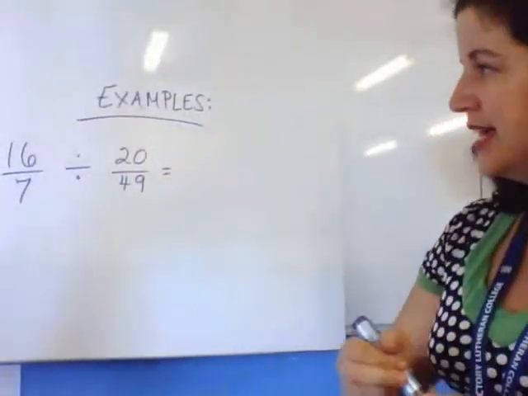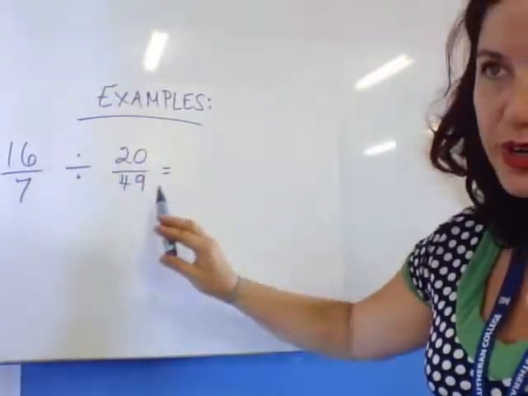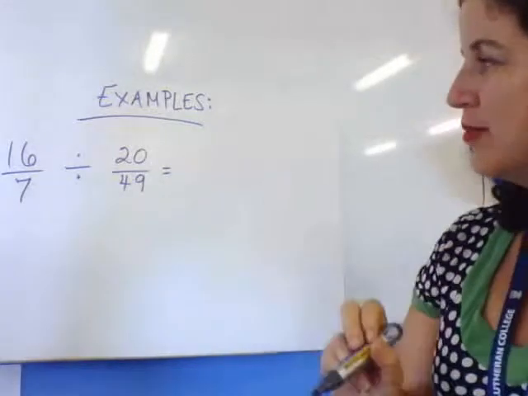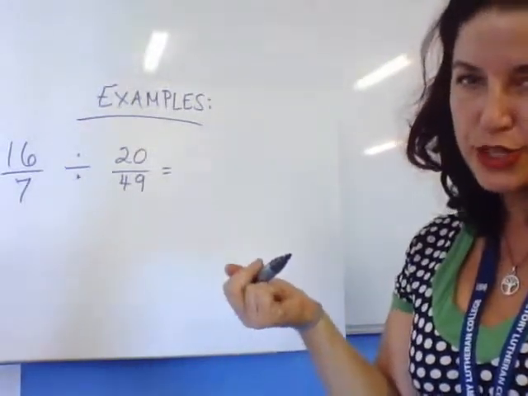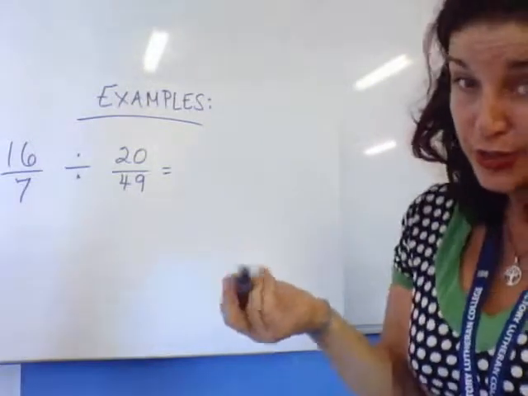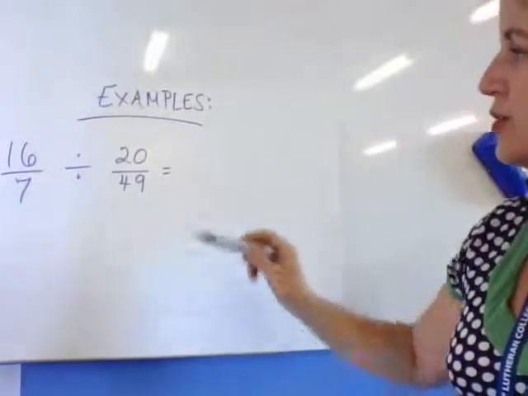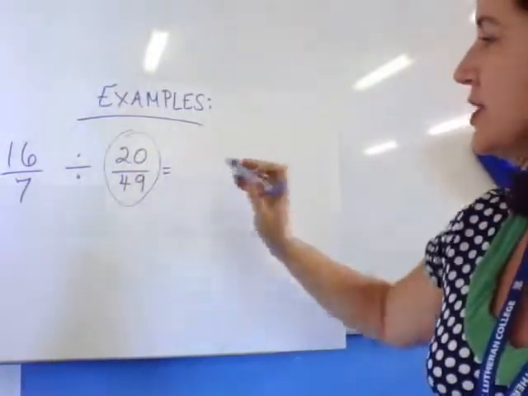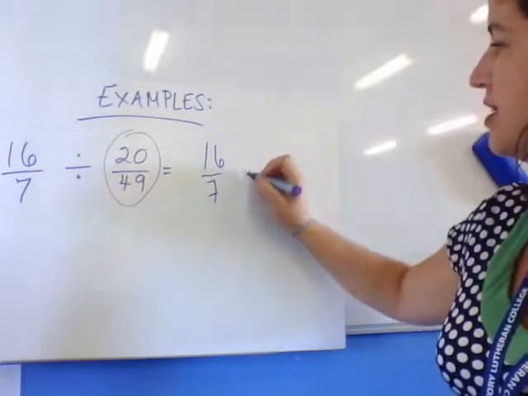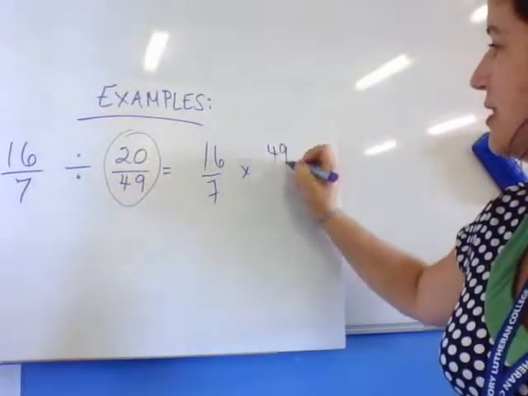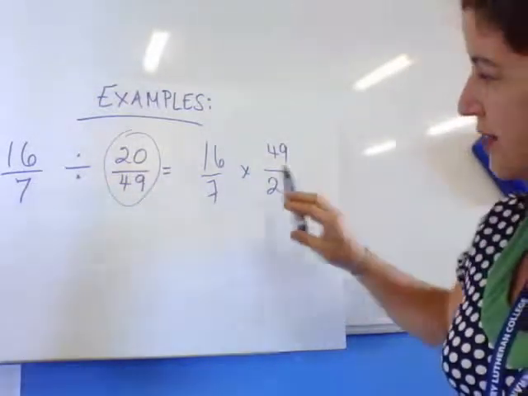Okay, 16/7 divided by 20/49. Now remember step 1, we don't need to change any whole numbers or mixed numerals into fractions. They're both already fractions, that's done. Step 2, invert the fraction we're dividing by. So in this case, it's this fraction. So let's rewrite it. Let's say 16/7 times 49/20, which is an inversion. See how I flipped it? I flipped it to that.